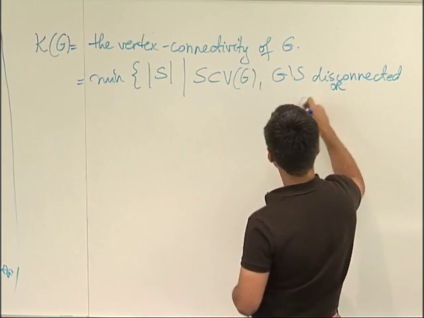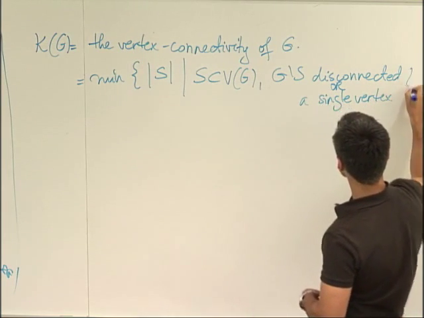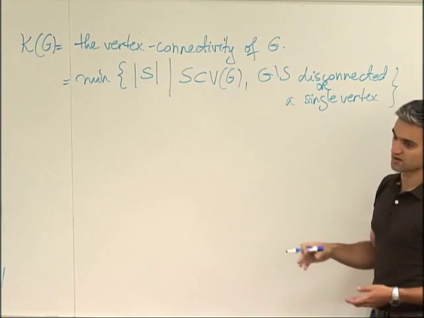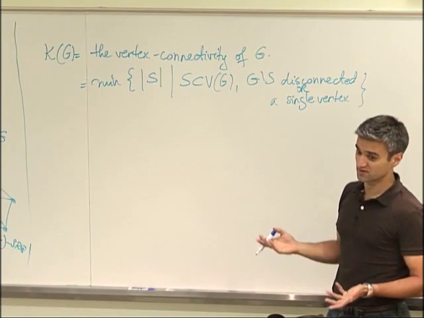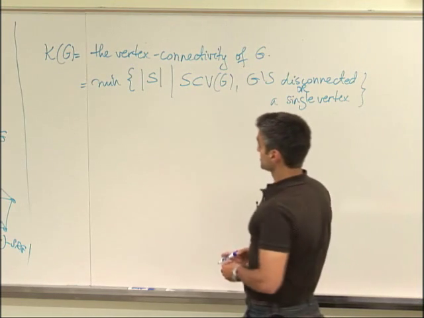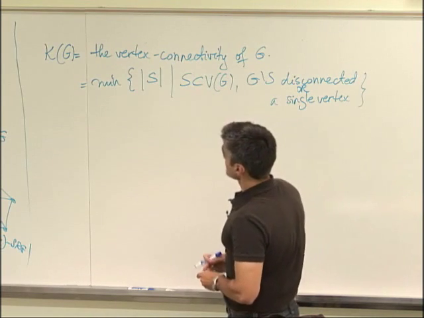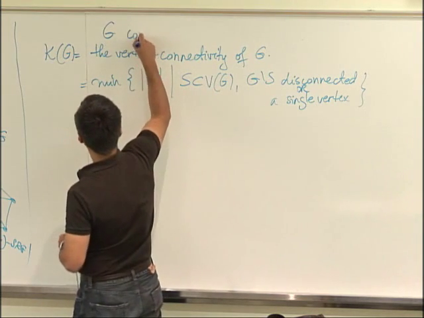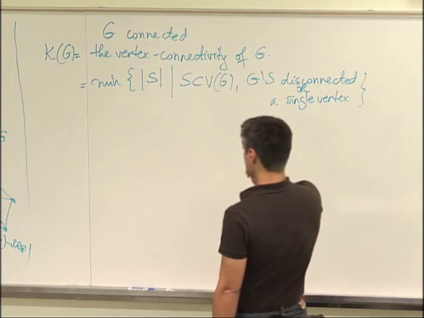or a single vertex. This "or" condition is just to give a meaning to the vertex connectivity of the complete graph. A complete graph, you cannot break it into two components. So that's the reason for the last part. But in general, if G is connected, this is how you define the vertex connectivity of the graph.